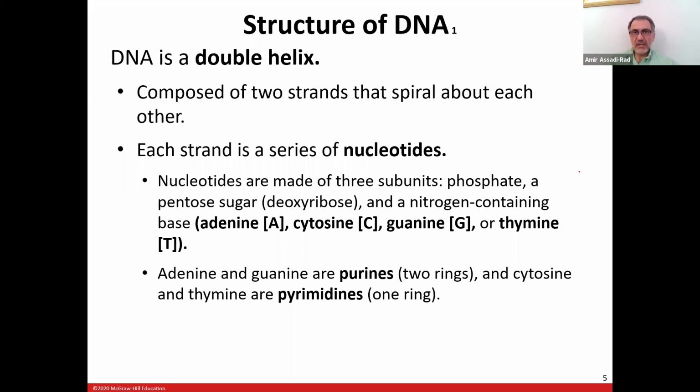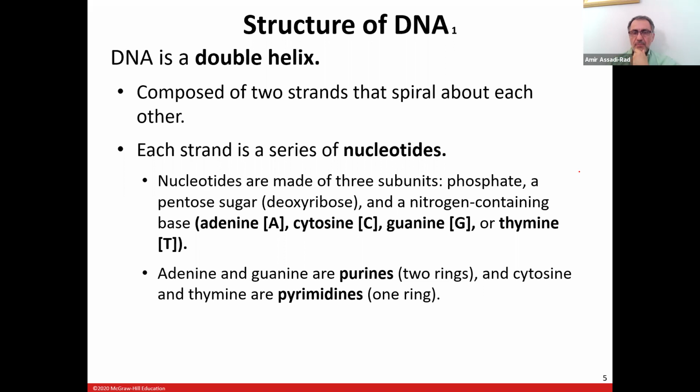It is composed of two strands, I already talked about that. Each strand is a series of nucleotides, which I will show you. Nucleotides are made up of three subunits: a phosphate, a pentose, which is deoxyribose, and a nitrogenous base. The sugar molecule pentose has 5 sides, and it does not have one of the carbons attached to it. Its hydrogen is not OH, hydroxyl group. The bases are adenine, cytosine, guanine, thymine. DNA has only those 4.